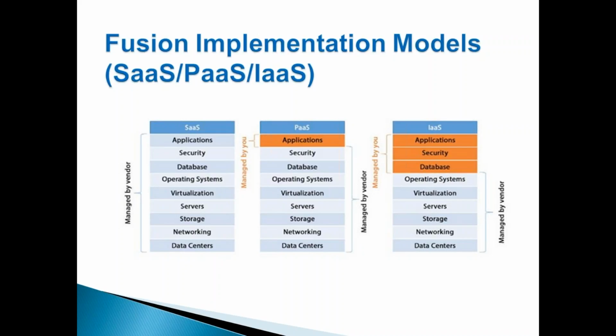Here you can see exactly what the difference is. Under the cloud model, you have three different models where you can have your Fusion implementations, management or the deployment options you can opt for. So SaaS is software as a service, PaaS is platform as a service, and IaaS is infrastructure as a service.